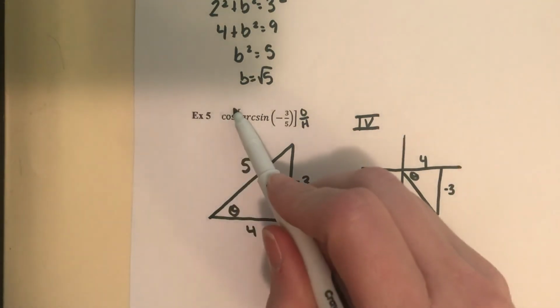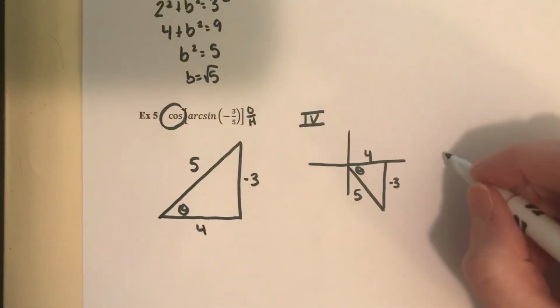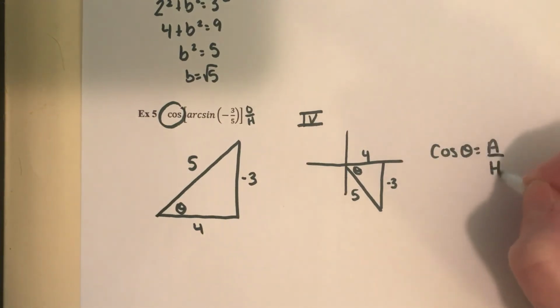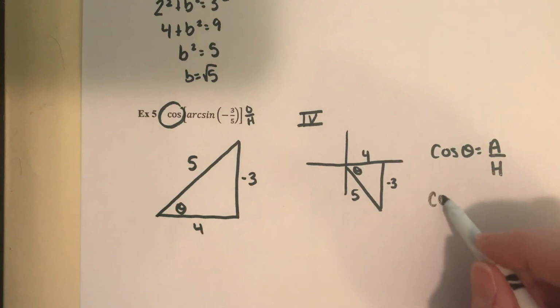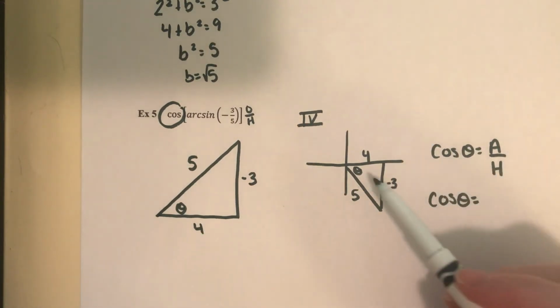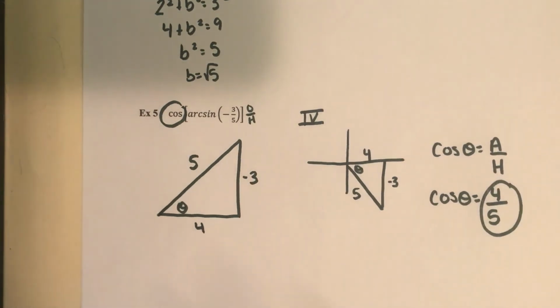So now I'm ready to solve. I'm going to solve for the outside part. I'm going to find the cosine of that angle. So cosine is adjacent over hypotenuse. So I'm going to be plugging in. Adjacent is 4. Hypotenuse is 5. And there's our final answer.